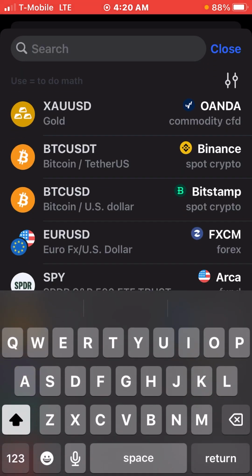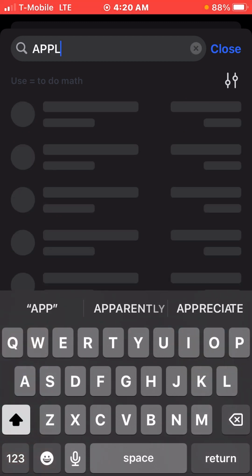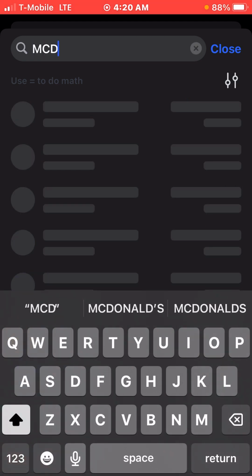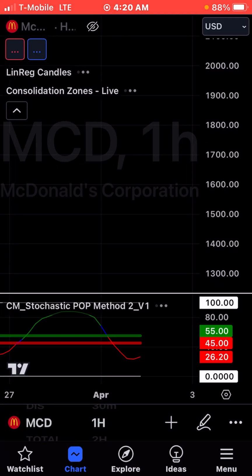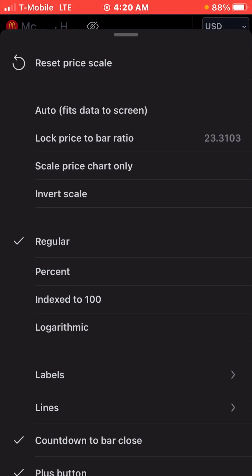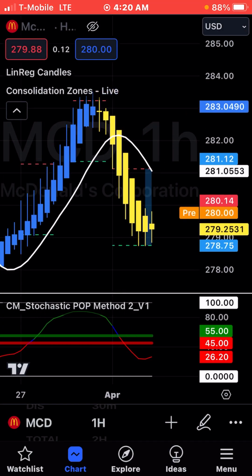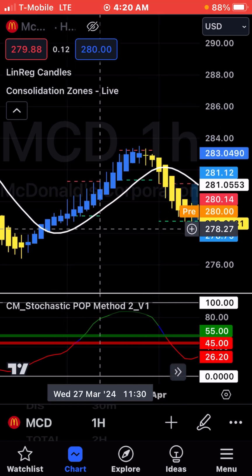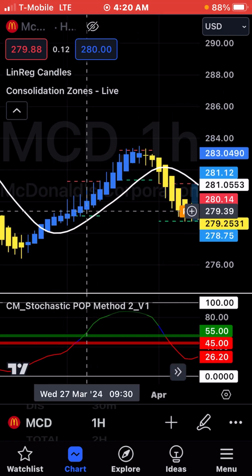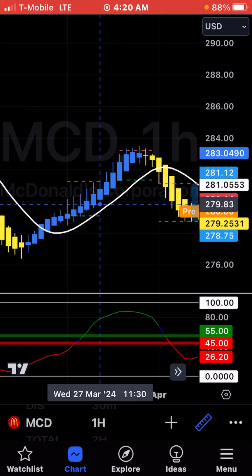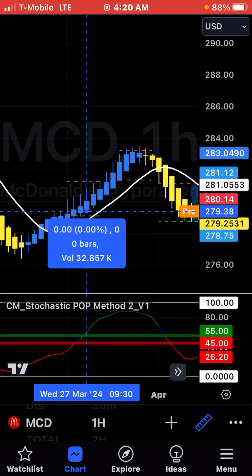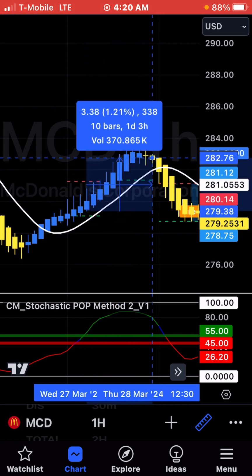Let's look at a couple more stocks. Let's look at Apple. Actually, let's look at a couple basic ones. Let's look at McDonald's here. Let's look at a basic stock and see how well this works. Okay, so we see the green line crossing up right here. We see the green line cross right here. And you ride it out till it touches the linear line.